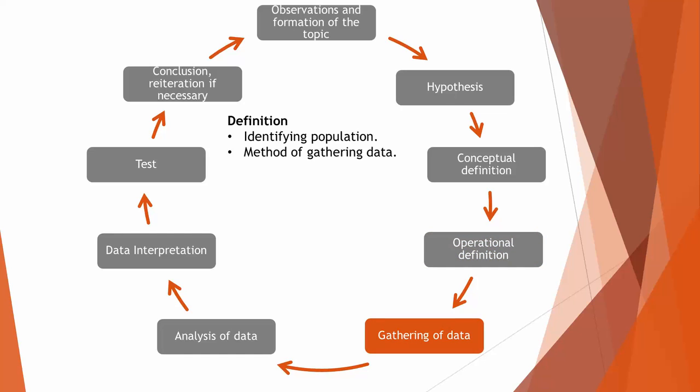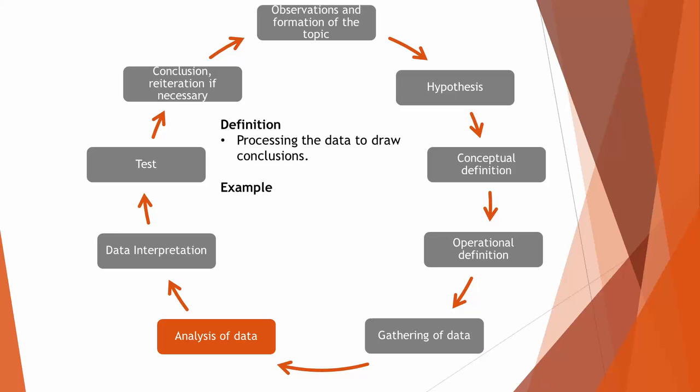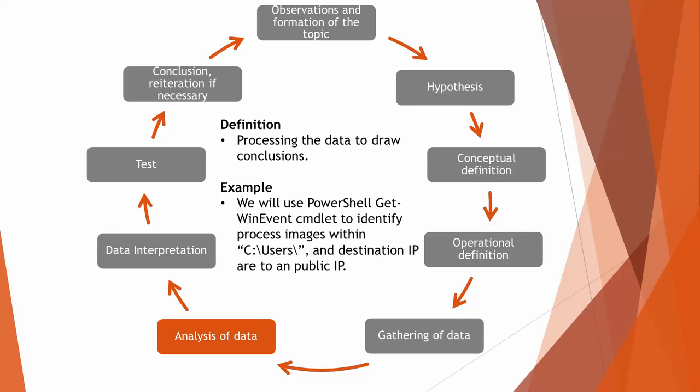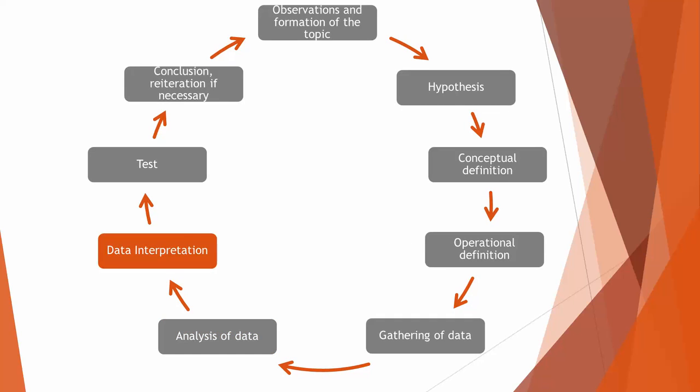Gathering the data. This is where we identify a population and the method of gathering the data. In our example, we're going to gather data from all Windows clients. We're going to gather Sysmon Event ID 3, which is network connections. And we're going to use Windows Event Forwarding to aggregate those Windows event logs. Analysis of the data. So this is processing the data to draw a conclusion. In our example, we're going to use PowerShell to identify process images within C:\Users where the destination IP is a public IP address.